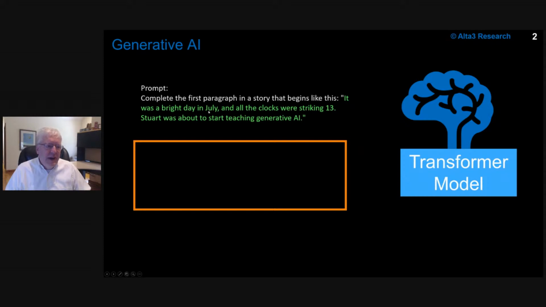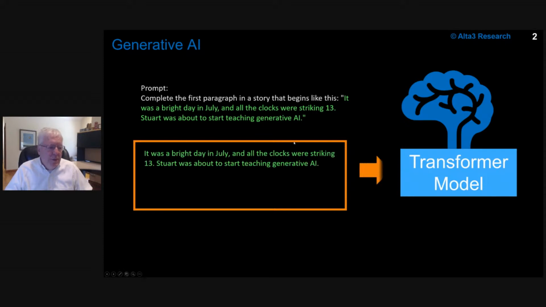In generative AI, there's always a prompt. Now, if you've played around with ChatGPT, you'll know that you type in a prompt, something like this. And you'll see that the green part right here is just a storyline that I started. You then hit the enter key, right? And the information is passed into a thing called a transformer model. So let's just stop it right there.